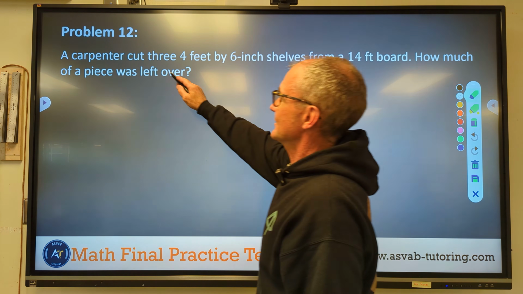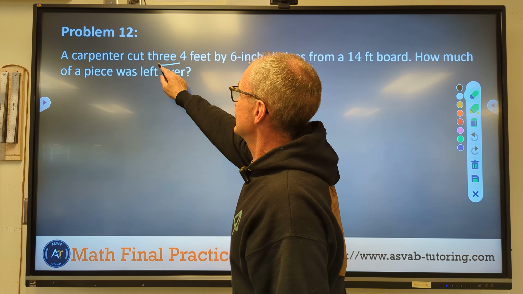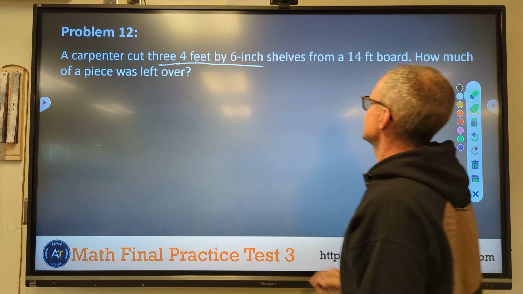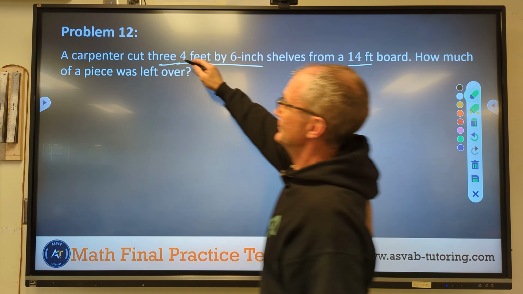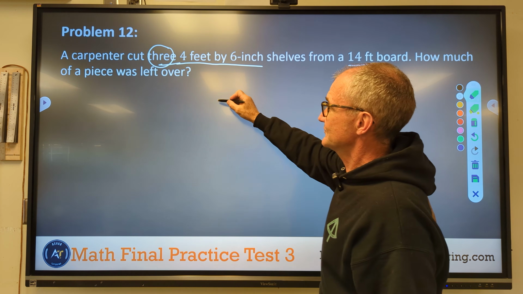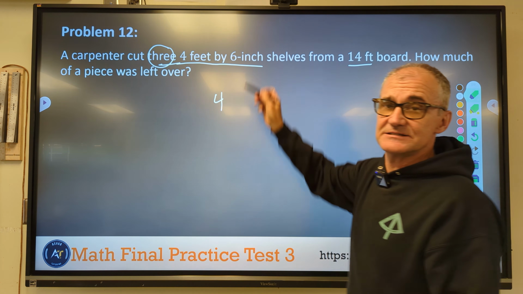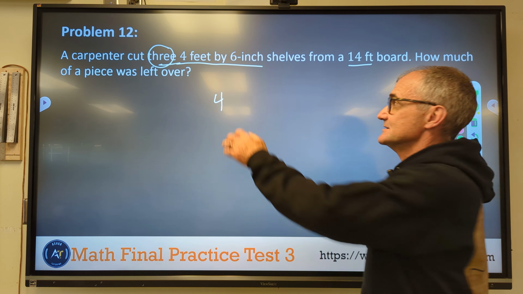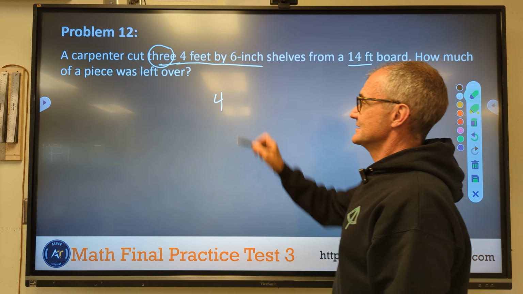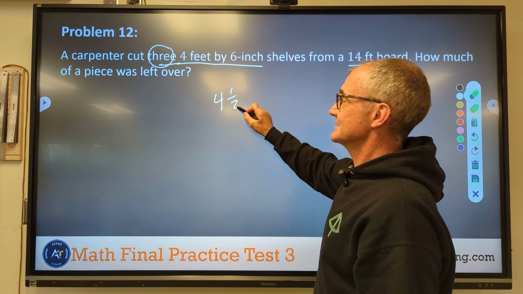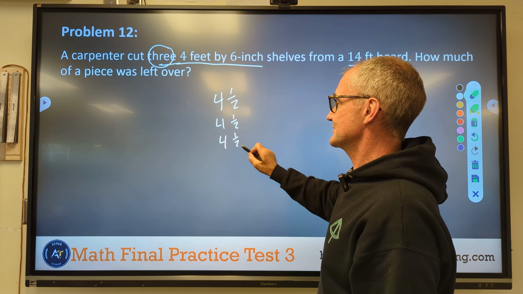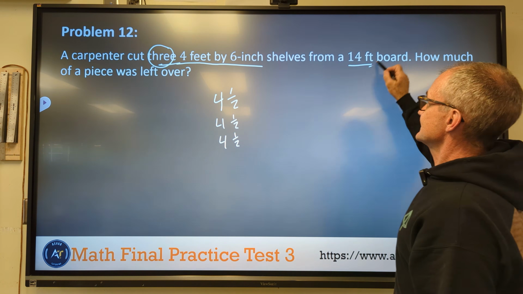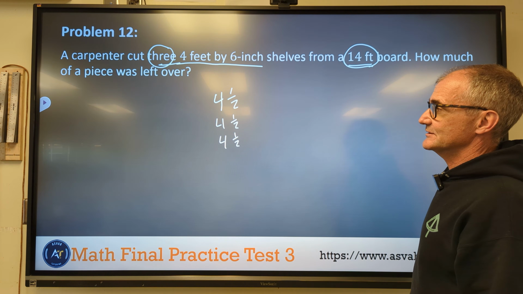Problem 12, a carpenter cut 3 4-foot by 6-inch cells from a 14-foot board. So I have 3 of these 4-foot 6 inches. 12 inches equal a foot. So this is a half foot, right? So I have 4.5 times 3, which means I got 3 of these boards that are 4.5 long. How much is left in that 14-foot board?